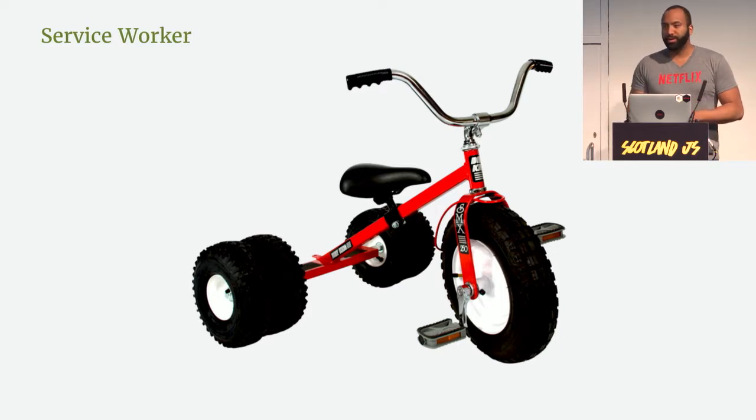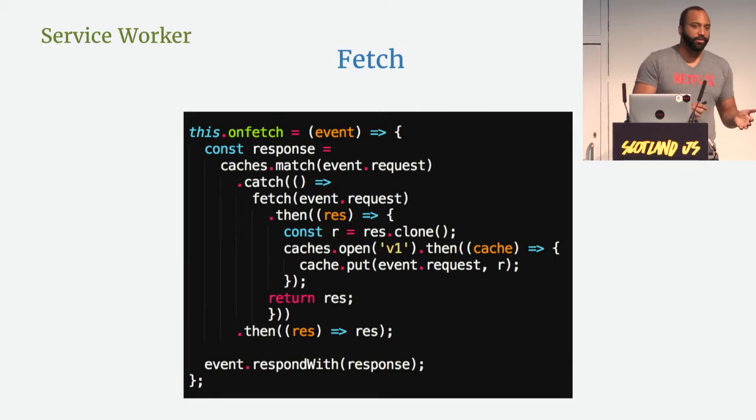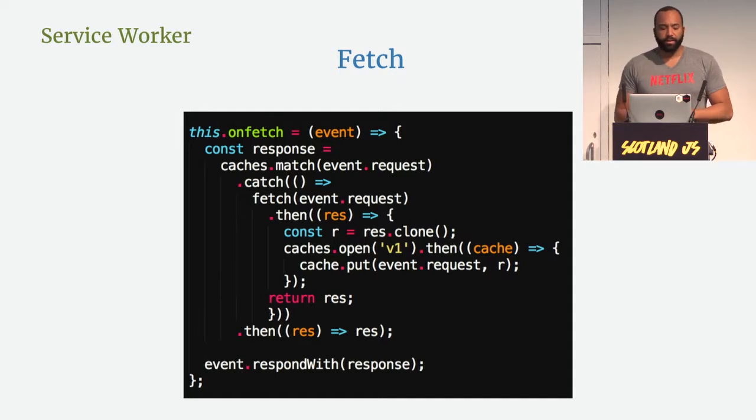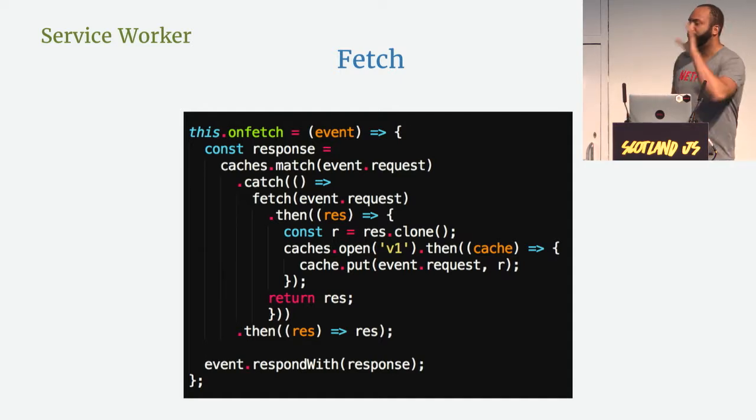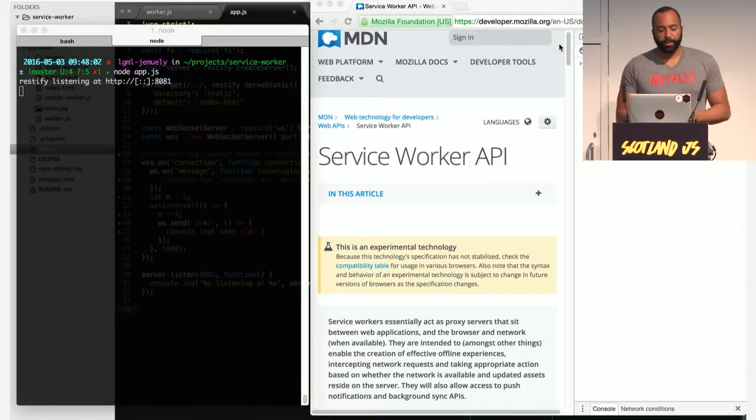So let's start in the junior leagues, trikes. Remember we said we can cache things, and when we get the fetch event, we just return that easily? That's what this code does. Don't worry, it's a lot of code, I'm flying through it. I'll show you later. But let's see a quick demo.